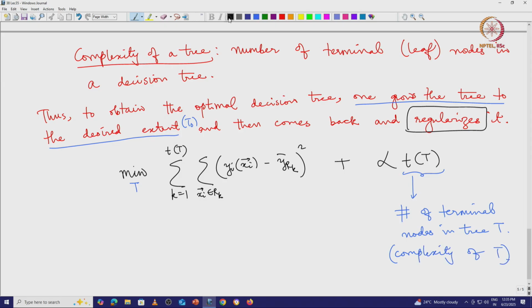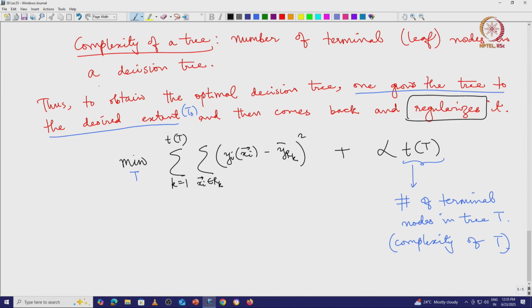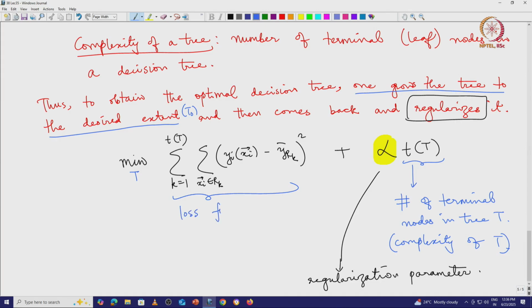Okay. And alpha, as you all very well know, is essentially the regularization parameter. You will remember it from lasso and ridge regression. Essentially we want to prevent overfitting by preventing the tree from becoming way too complex. And this, as you know, is basically the sum of the loss functions summed over all terminal nodes.